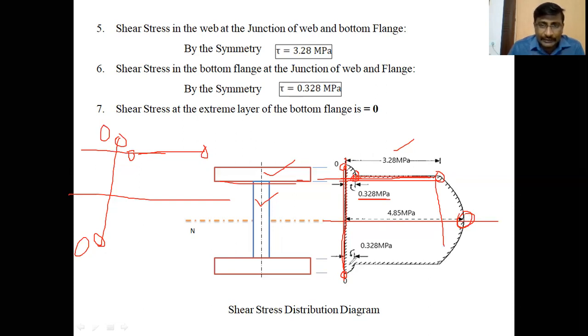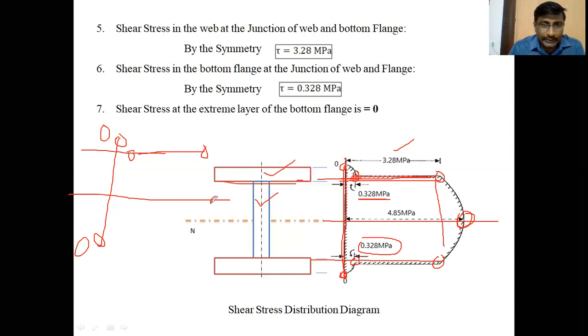Similar values as those of the upper junction and upper layers, you should locate at the bottom junction and layer. So again, locate the point on the horizontal line from the bottom junction, 3.28, which is equal to the upper layer, and 0.328 megapascals again on the same horizontal line, and 0 at the bottom layer. So these are the points.